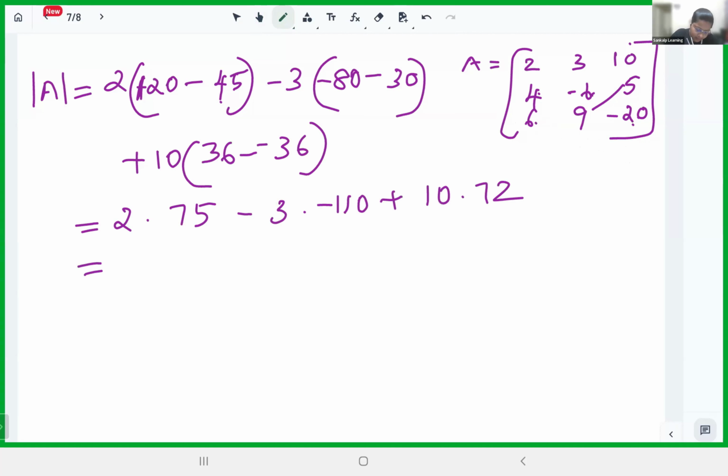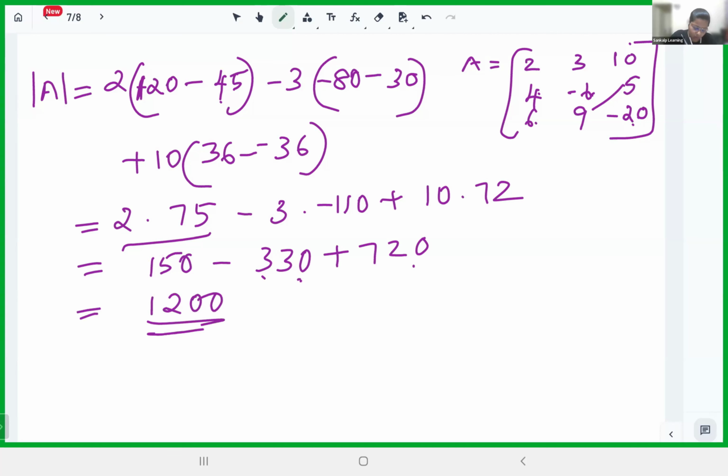So what is the answer here? This one is 150 minus 330 plus 720, right? So this is our answer. So what is the total? 720 plus 30 is 750, right? 750, 300, it is 1050, 1100, 1200.